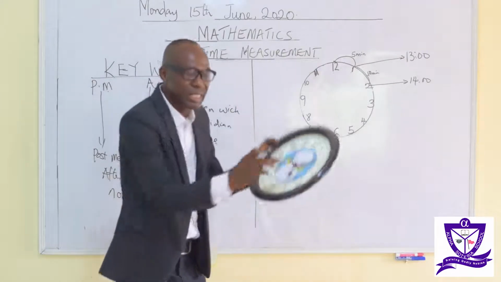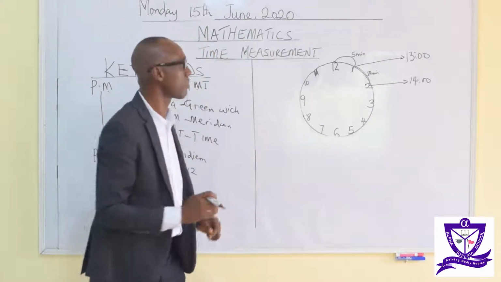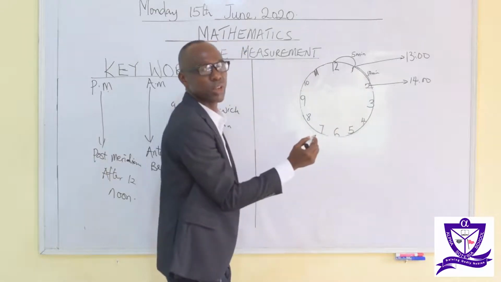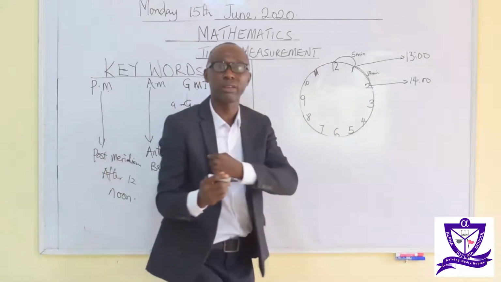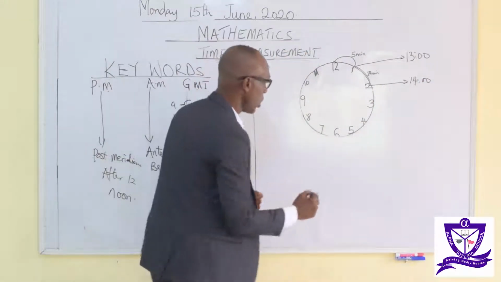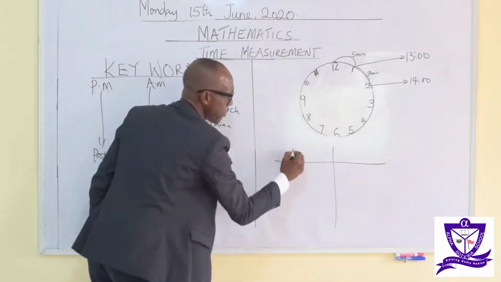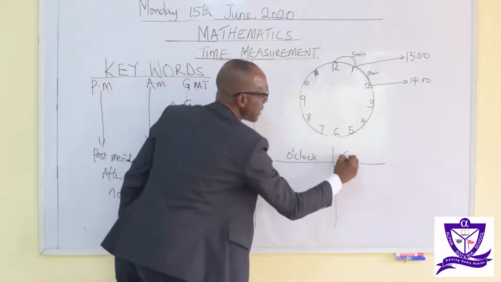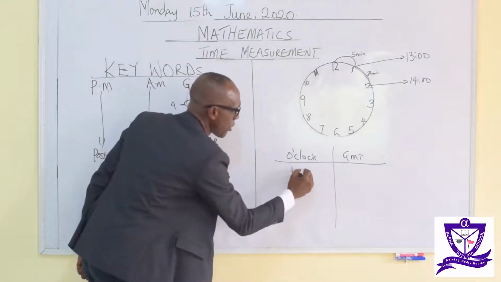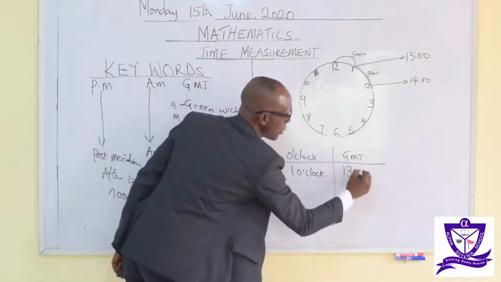Now, in that mean, if you are working on your GMT time, between 12 and this one, we will not call it 1 o'clock again. At times you see some of your wristwatch will be reading 13 o'clock. I'll draw a table to show the o'clock time and the GMT time. So our 1 o'clock becomes 13 o'clock.